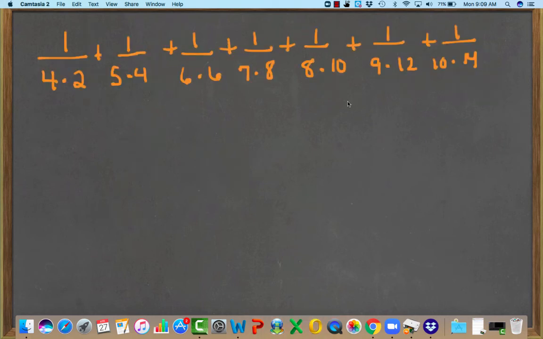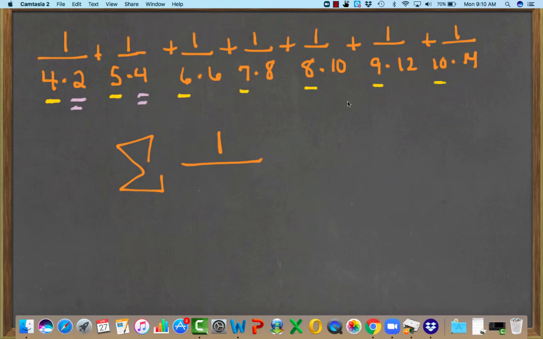All right, for our last example, we are trying to write this in sigma notation. And again, what I notice is that all of these start with a numerator of 1. And in the denominator, notice you really have two different sets of numbers here. So the first number in each of these products for the denominator has a pattern, and then the second number has a different pattern. So we're looking for the different patterns for each of those sets of numbers.